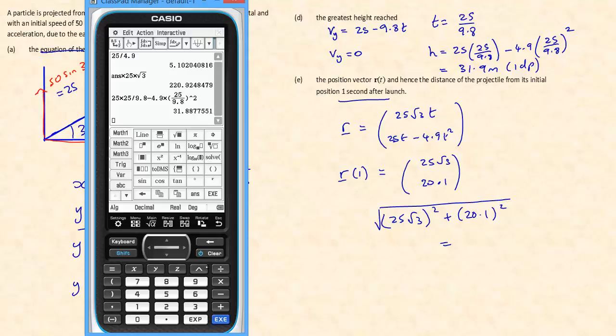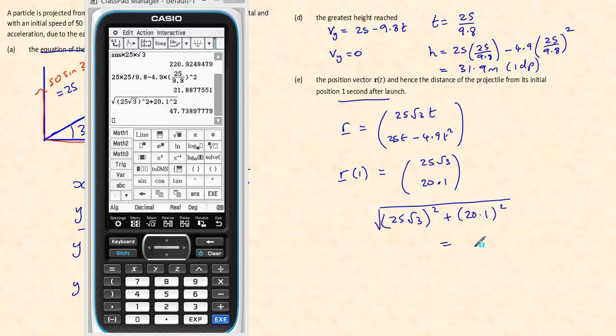So that's the square root of 25 root 3 squared, add 20.1 squared, and that's 47.7 meters.